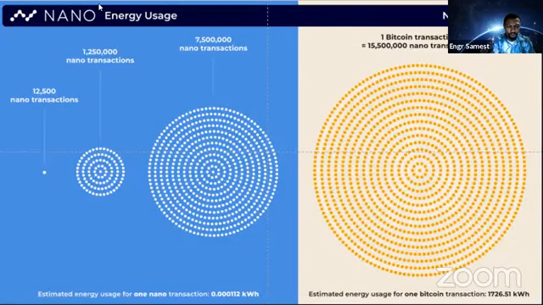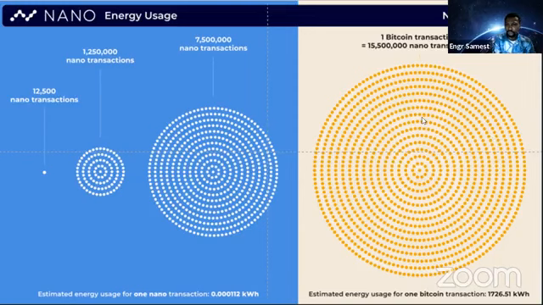Okay, now this is a comparison between Nano and Bitcoin. When you look at the transactions, how fast the transaction is. Look at here, I hope you can see what I'm showing you. I have 12,500 Nano transactions. Look at within how many minutes, within how many seconds. See, when I have 7,500,000 Nano transactions, see what I have as the energy consumption when these transactions are being made.